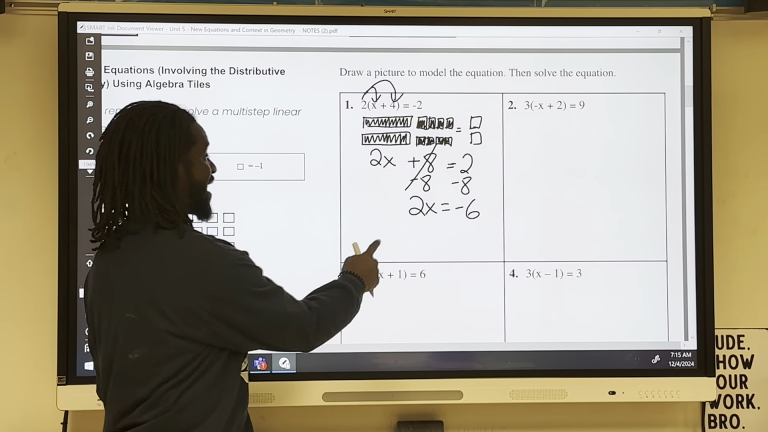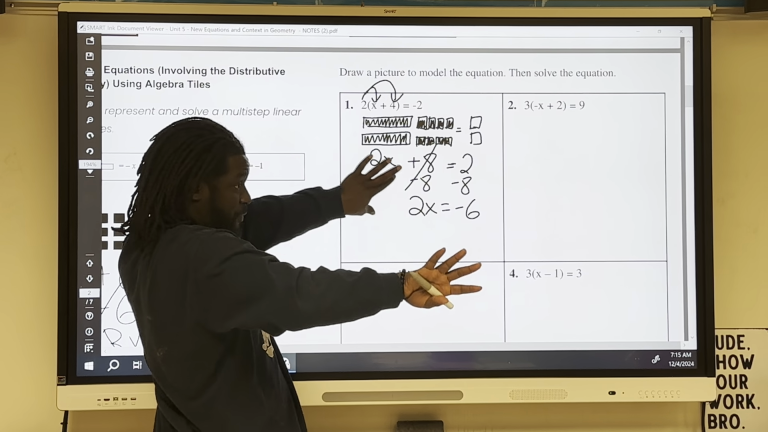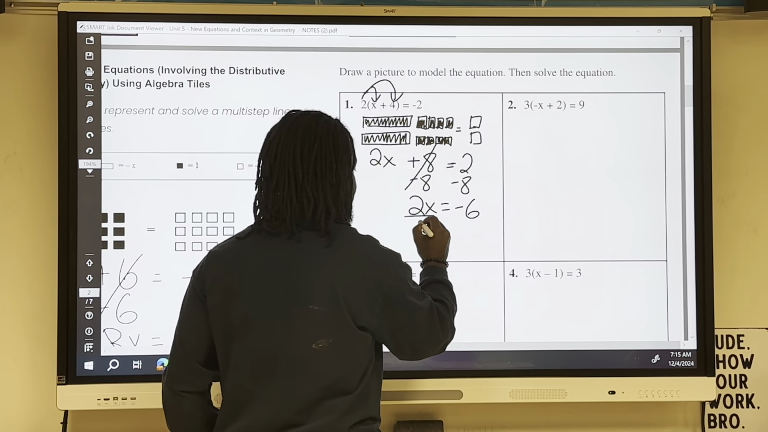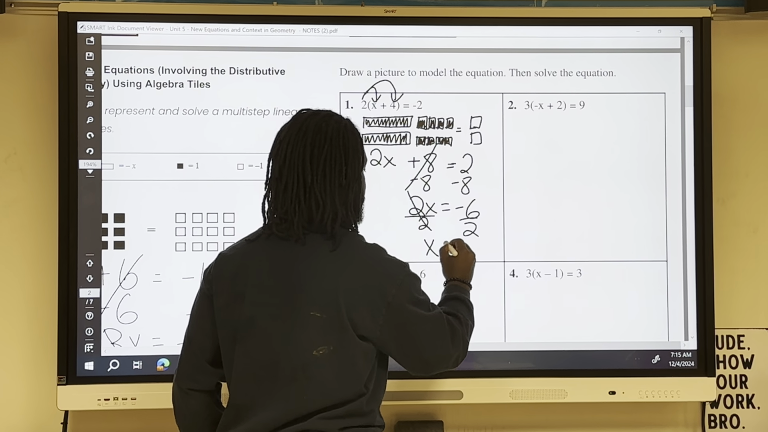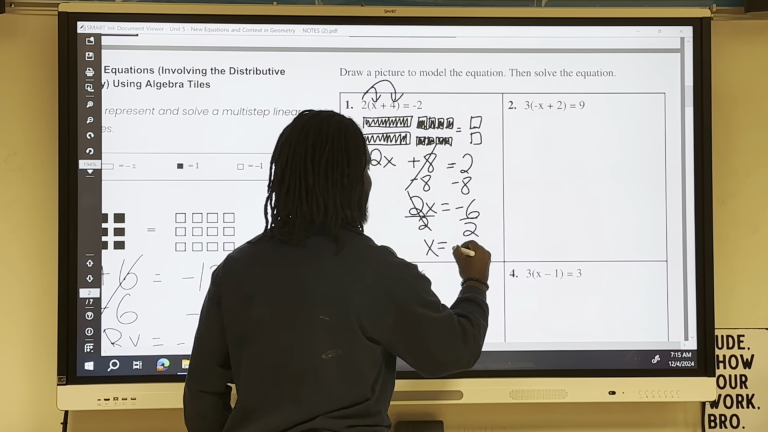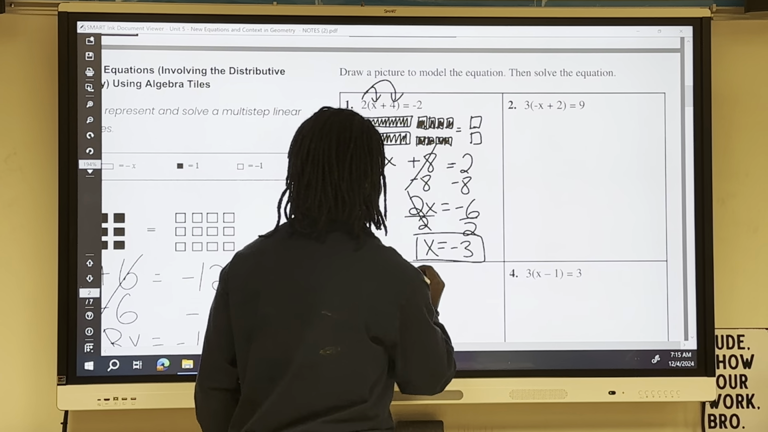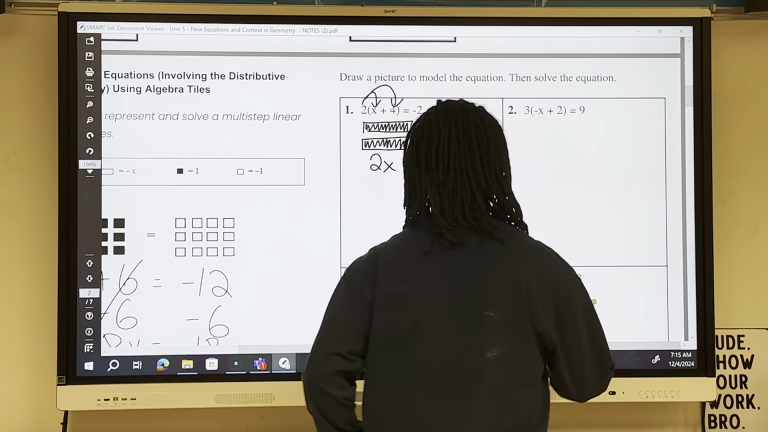All right. And now this is 2 times x. To do the inverse, I'm now going to separate those 2. I'm going to divide those up. Divide it by 2. Divide it by 2. Those are going to cancel, leaving me with x equals -6 divided by 2, and that gives me -3.